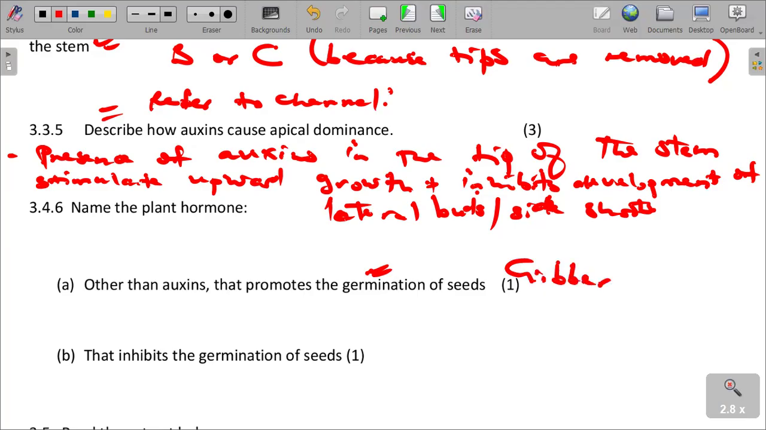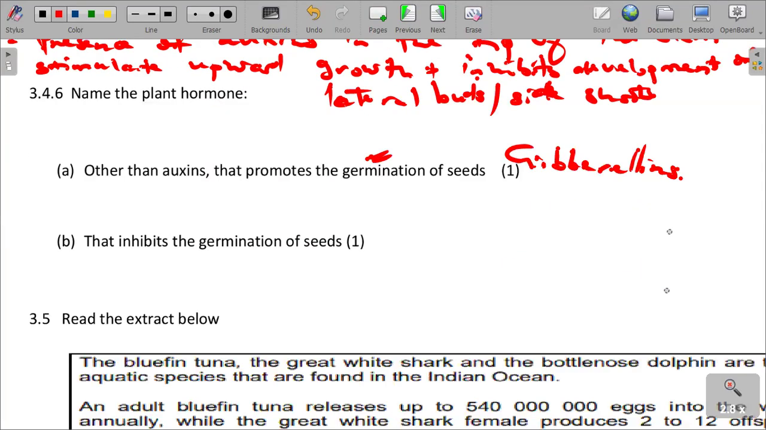Gibberellins are responsible for promotion of seed germination besides the auxins. I'm sure that we still remember. And then something inhibits the germination of seeds.